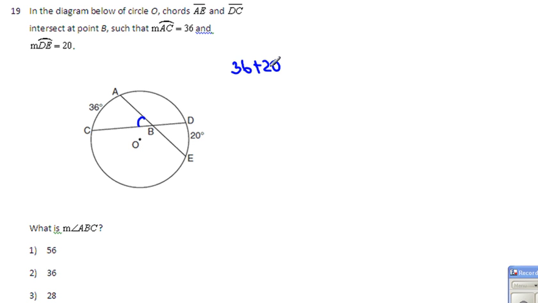36 plus 20 over 2. That's equal to 56 divided by 2, which is equal to 28. Yeah, there it goes. Question number 3.